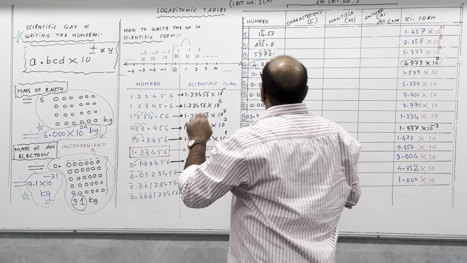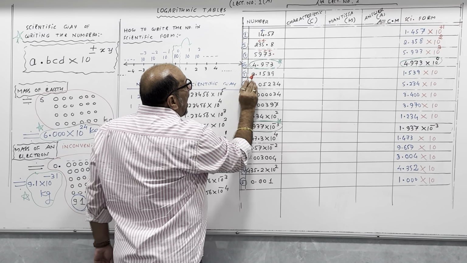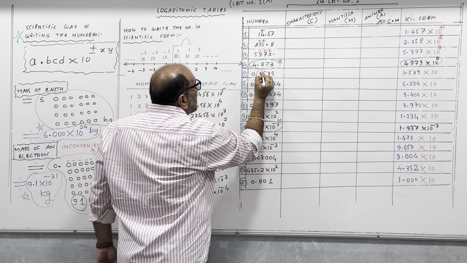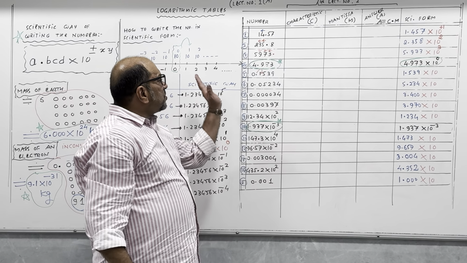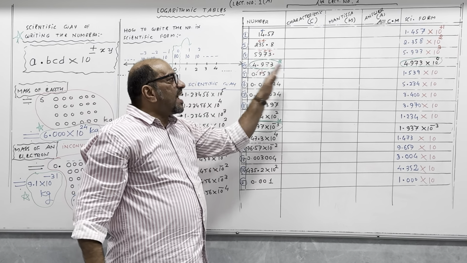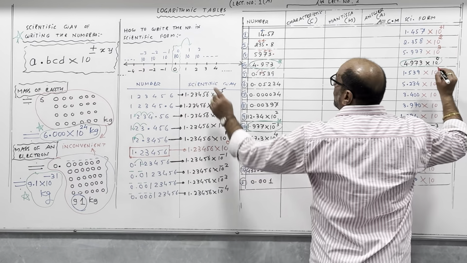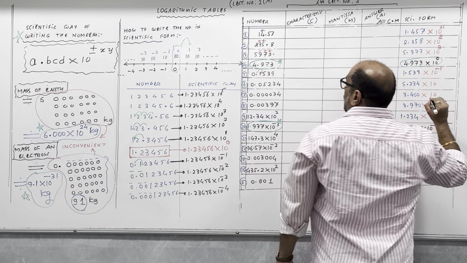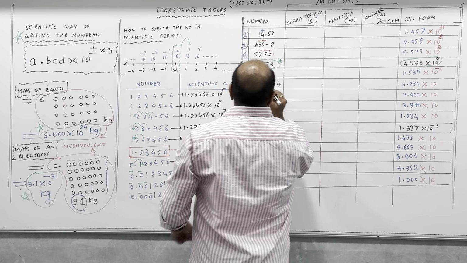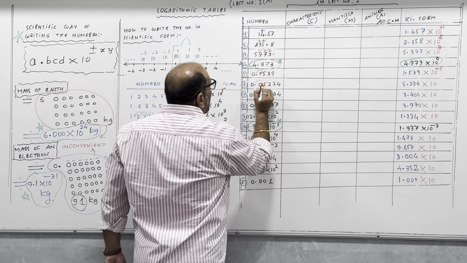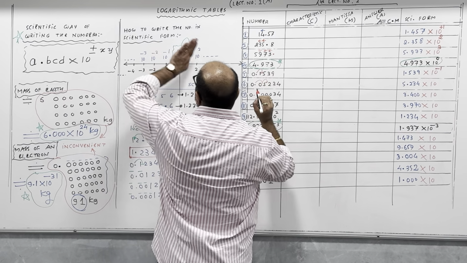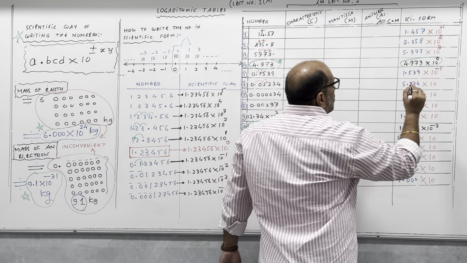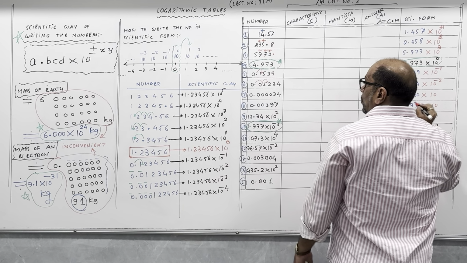Likewise, listen carefully now. The decimal point is here, and you have to place it after 1. That means you are shifting the decimal point to the right side by 1. So the power should shift to the left side by 1 place. So this should be 10 raised to minus 1. Likewise, the decimal point is shifting to the right by 2, so the power should shift to the left by 2. So 10 raised to minus 2.